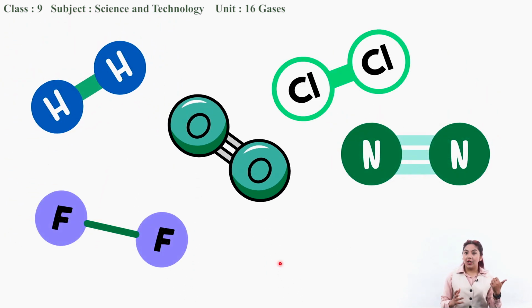Similarly, as I mentioned while I was teaching hydrogen, hydrogen is also a diatomic molecule, and nitrogen, which we will be studying in the next class, is also a diatomic molecule. Similarly, chlorine and fluorine also exist in a similar state.